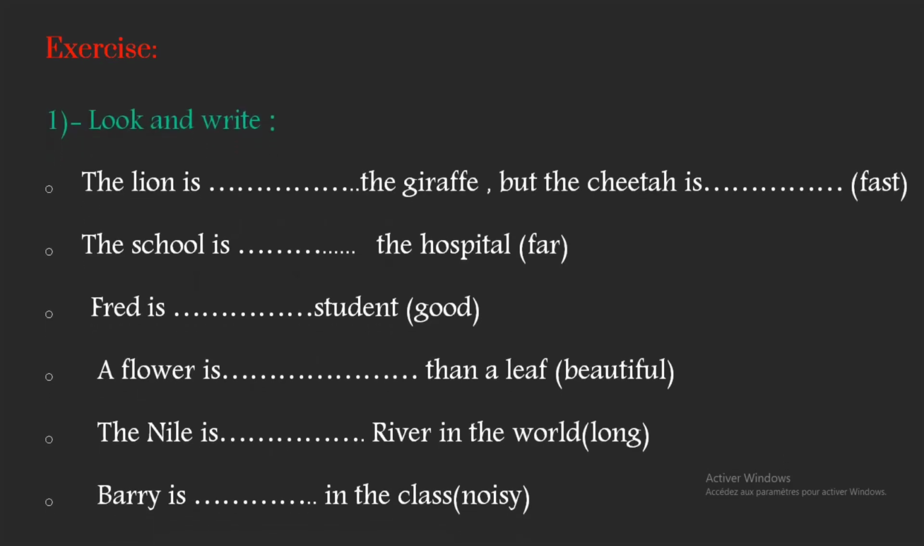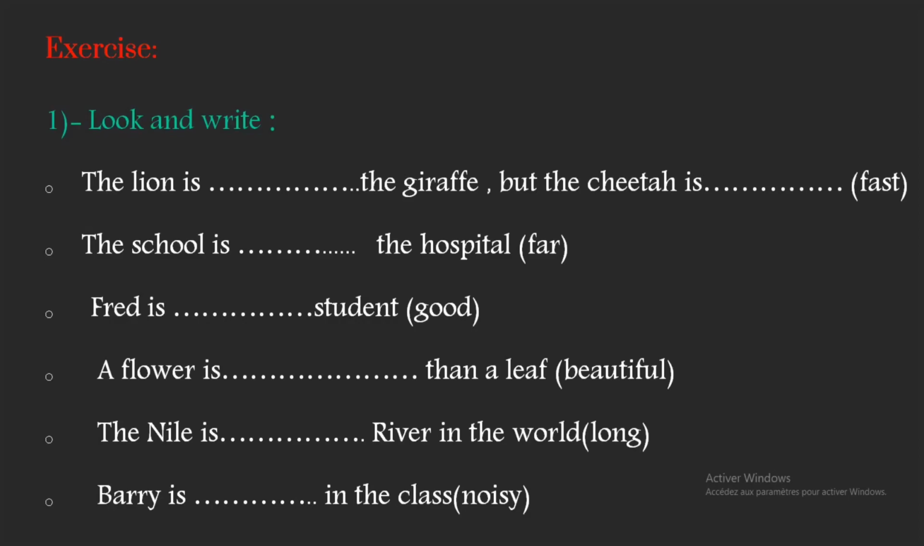Now, I suggest for you an exercise to check your understanding. First, look and write. The lion is the giraffe, but the cheetah is. For the first sentence, we should use the adjective fast. The lion is the giraffe. Here we compare the lion and the giraffe, so we'll use the comparative. But the cheetah is. Here we compare the cheetah with the other animals, so we'll use the superlative.